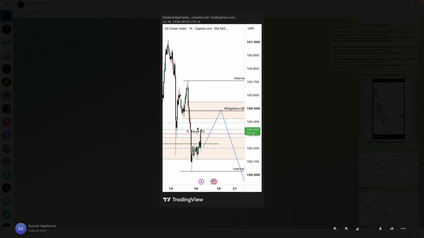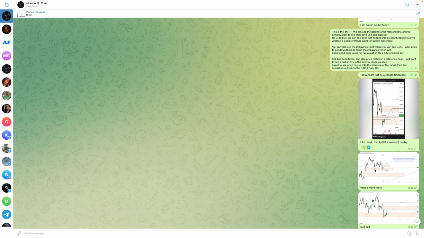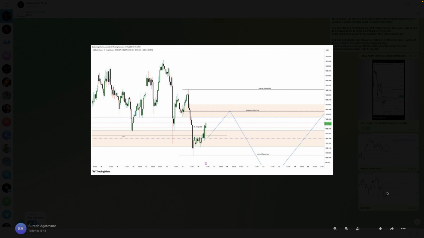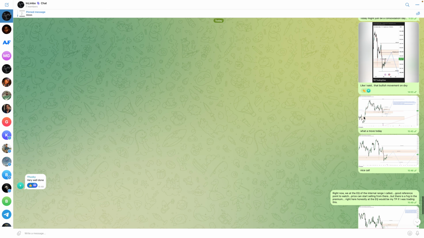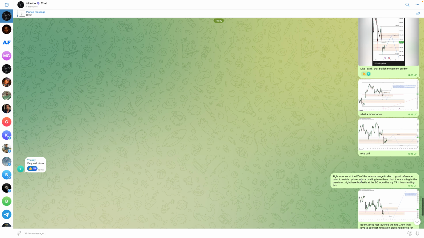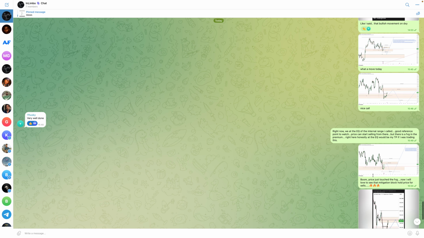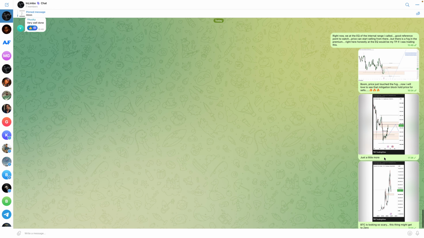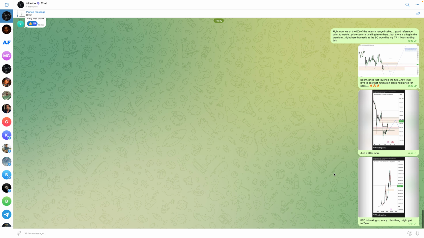At this point, I think you can't see it here, but 50%. So it traded into it, like I said, and nice call. Right now it's at the EQ, and let's see if the fair value gap drops down a little bit. So now I just have to wait for price. I'm just looking at this.